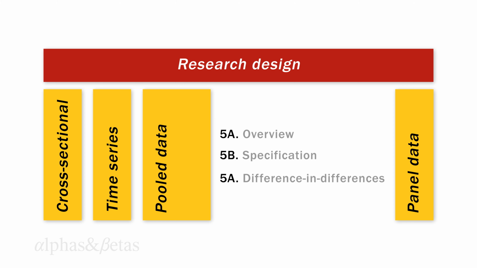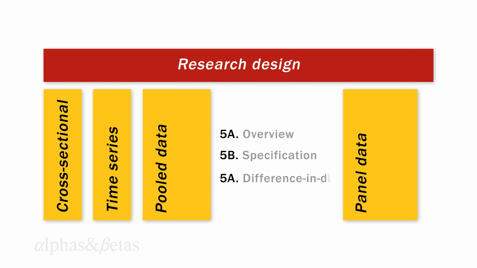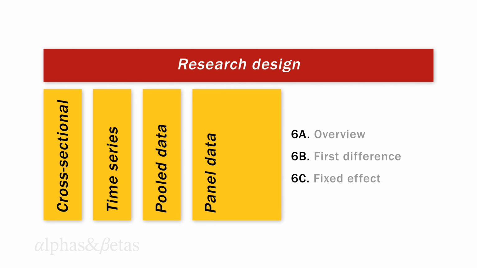For pooled cross-sectional data, which consists of multiple cross-sections at different points in time, we'll cover common specifications and the difference in differences model. For panel data, which involves observing the same entities over time, we'll explore models such as first difference and fixed effects. You'll discover that these models can carry out more powerful analyses.